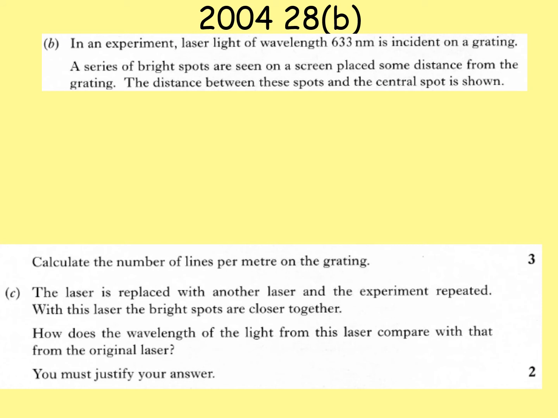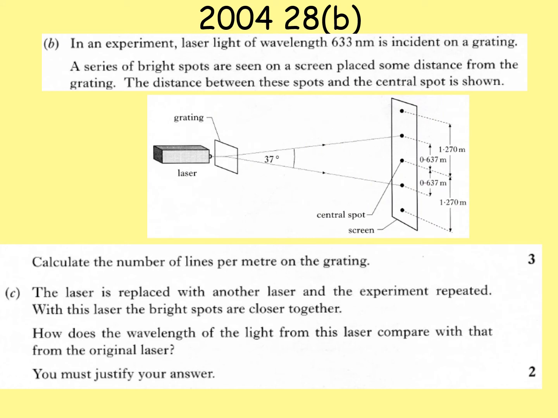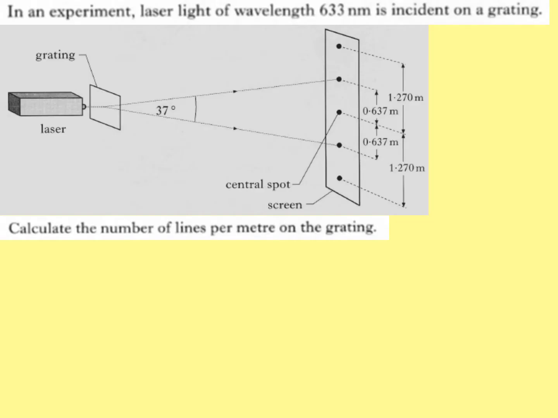2004 question 28b. In an experiment, laser light of wavelength 633 nanometers is incident on a grating. A series of bright spots are seen on the screen placed some distance from the grating. The distance between these spots and the central spot is shown. Calculate the number of lines per meter for the grating, and then we're talking about what happens if the laser light is replaced with another laser. We'll get to that in a moment.